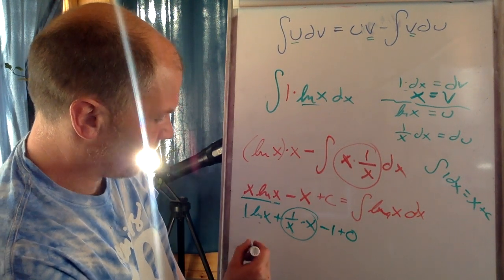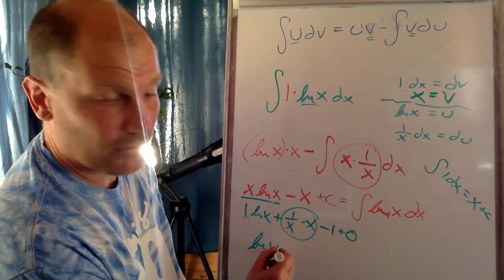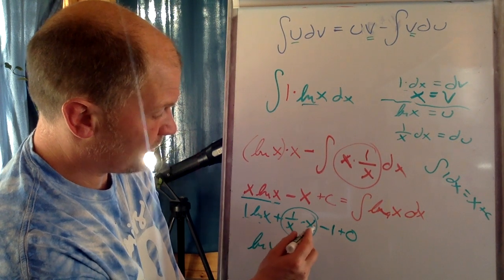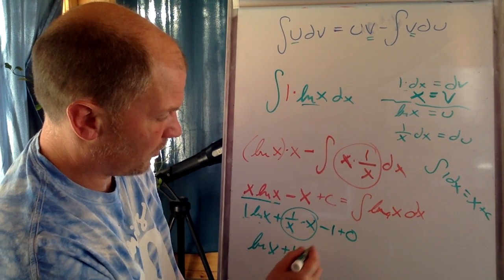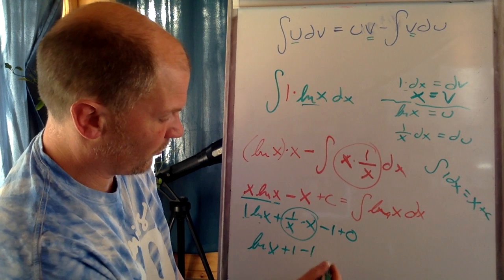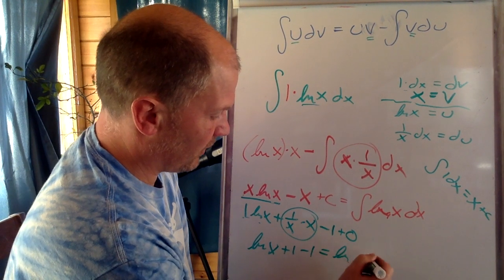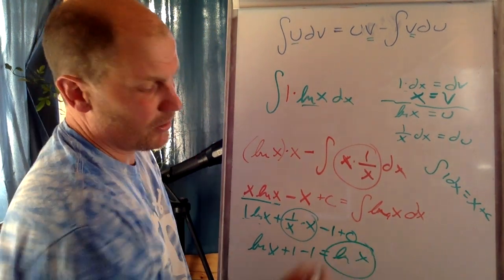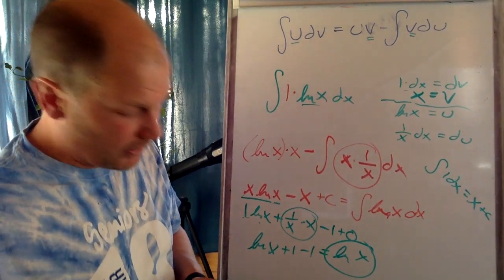Well, now here we have 1 times the ln of x, so that's just ln of x. 1 over x times x is just 1, minus 1 plus 0 is 0. That's just the ln of x. We solved it. Very good.